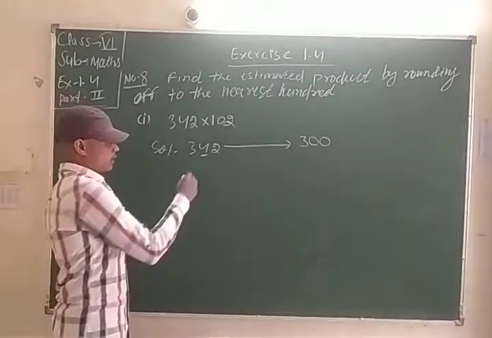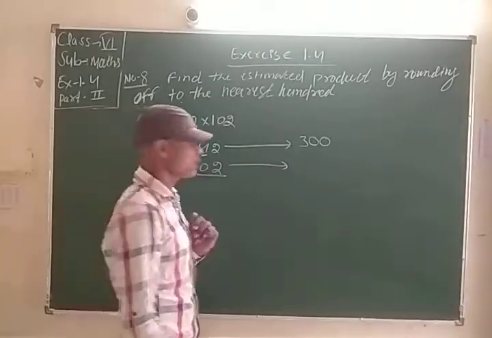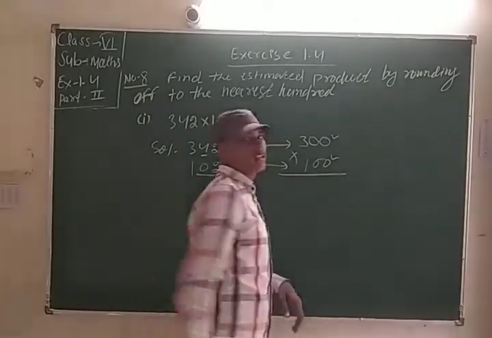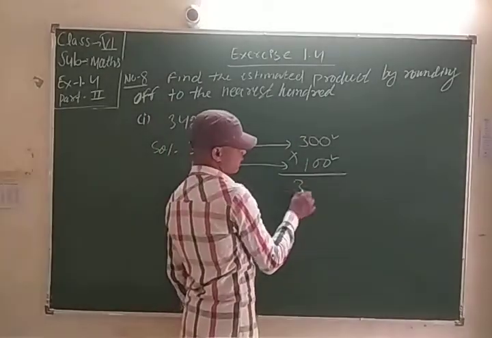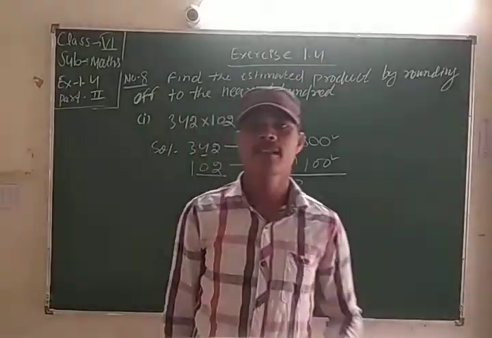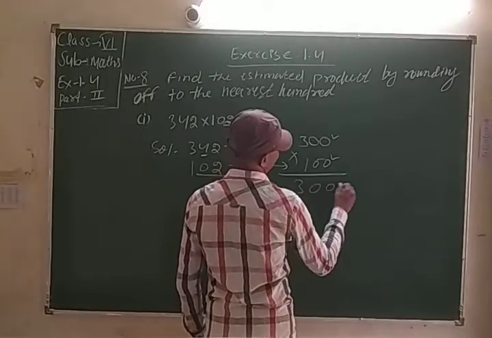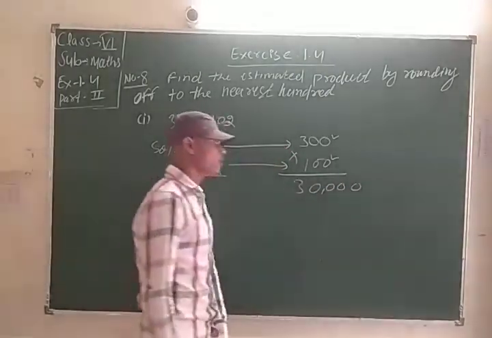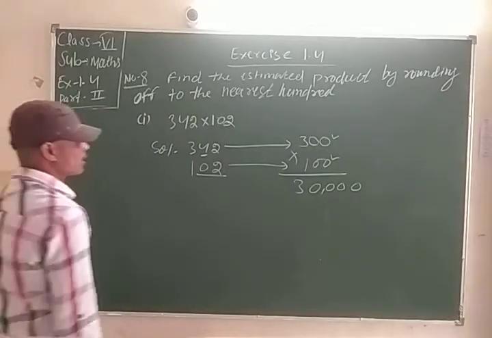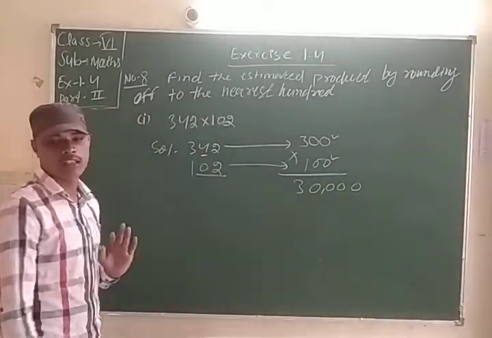Now 102. 102 also is nearest to what? 100, because here 0 is there. So it should be 100. Now multiply the numbers: 3 ones are 3. Now how many zeros are there? 1 zero, 2 zeros. Then we multiply the numbers and put the zeros the same, 4 zeros in total. Then the estimated product is what? 30,000. The estimated product here is 30,000.